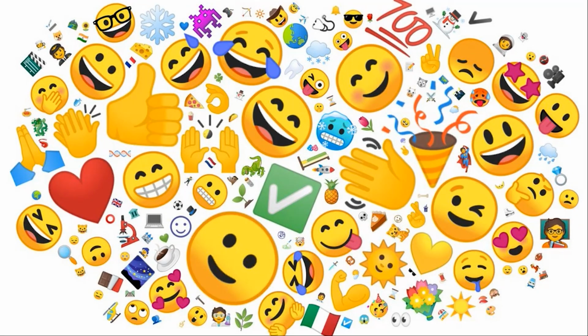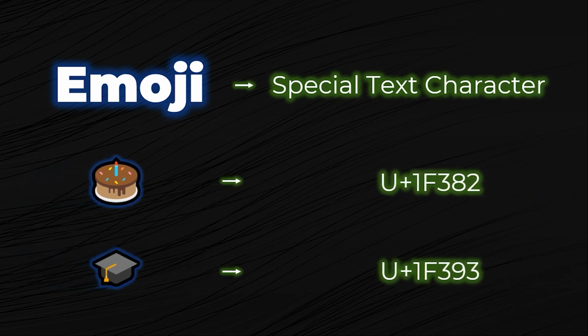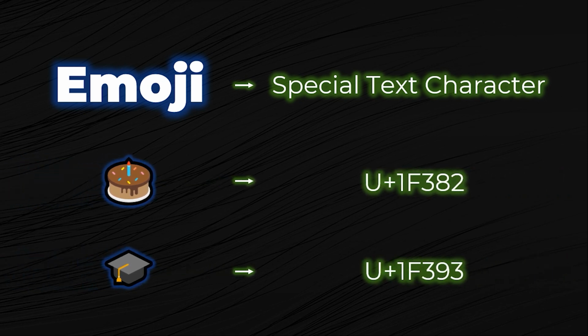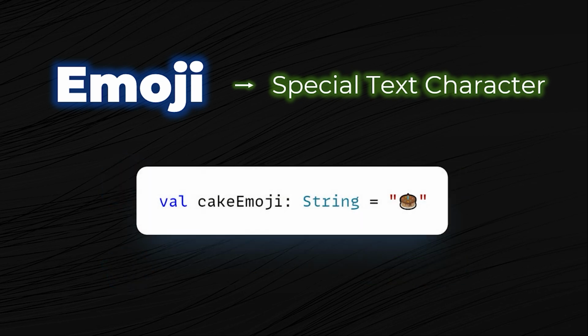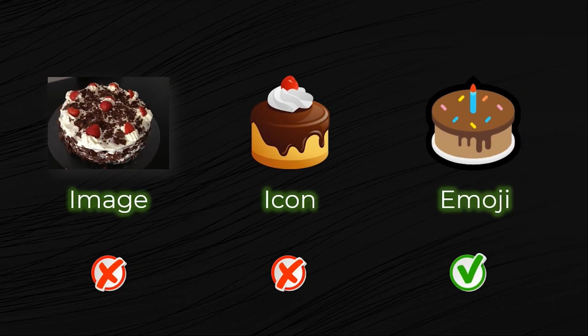In technical terms, emojis are special text characters. Just like letters or numbers, emojis are stored as Unicode values, which means we can save and display them in our app using a normal string variable. That makes them really easy to use. We don't need to use images or icons. We just copy and paste an emoji and it works like text. So whenever you see an emoji in the app, remember it's just text with some personality.